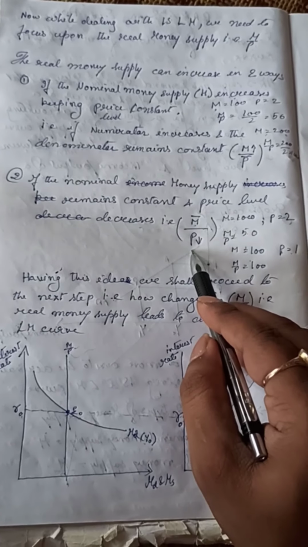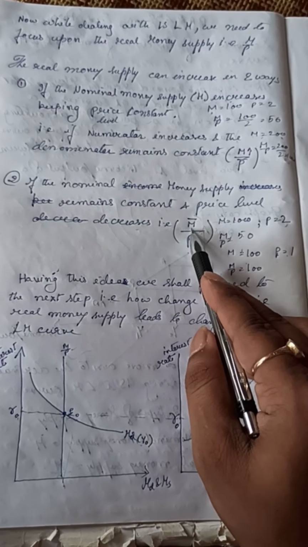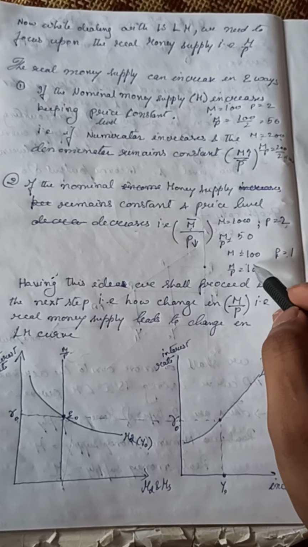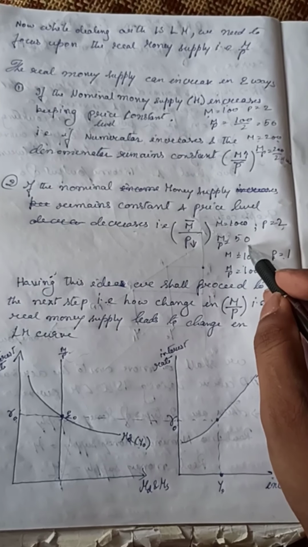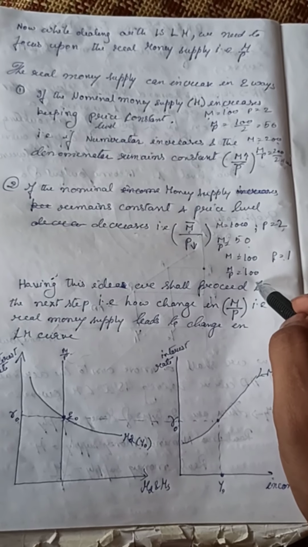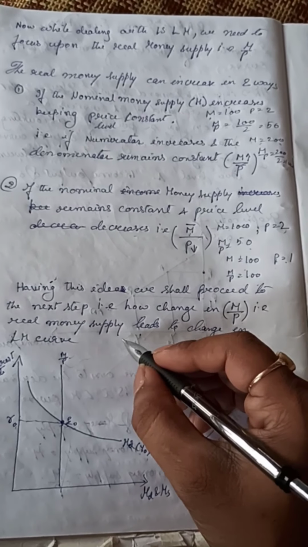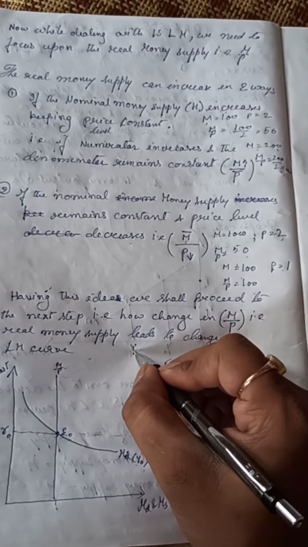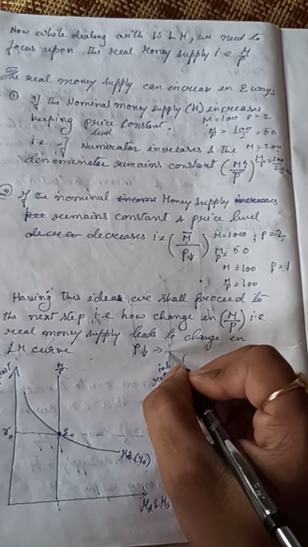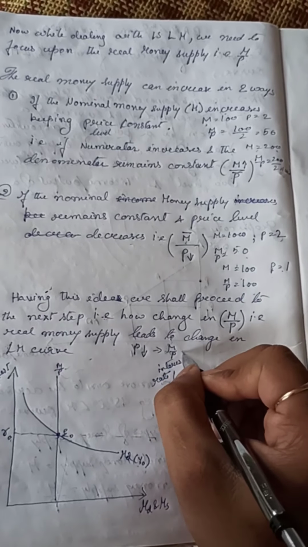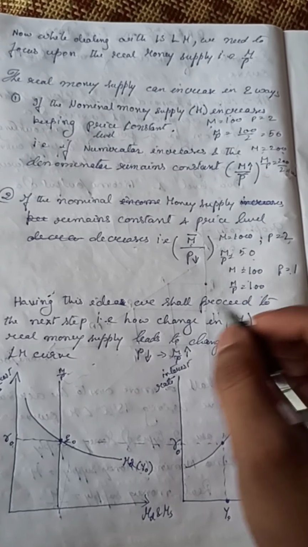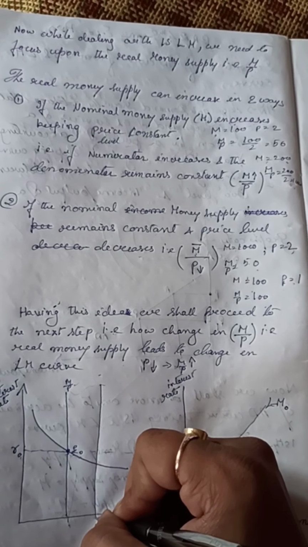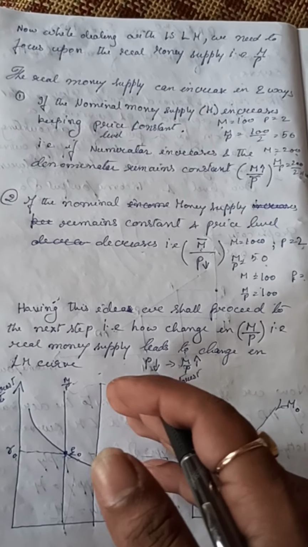See, if the price level falls, keeping our nominal money supply constant, then obviously the money supply increases. See, from 52 it went up to 100. So with a decrease in the price level, our real money supply increases. So an increase in the real money supply would be shown by this vertical shifting of this curve.